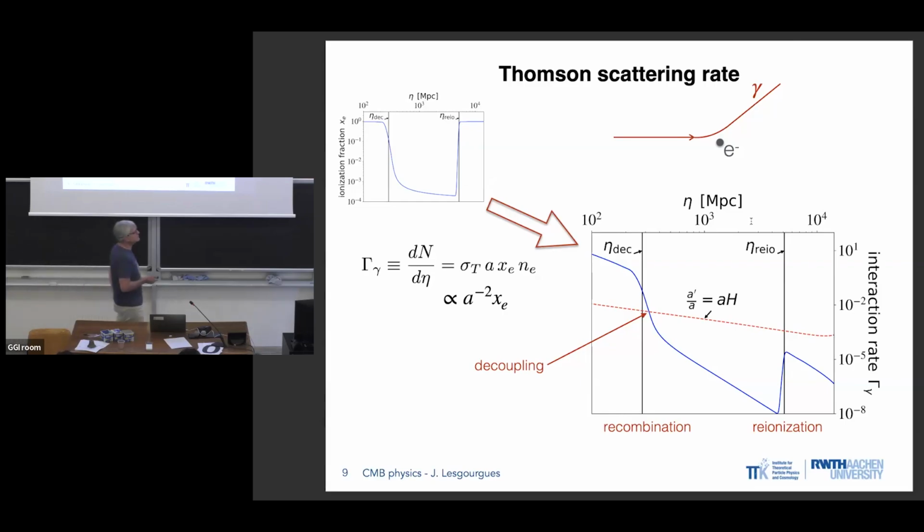And what is really interesting is to compare the scattering rate with the Hubble rate. You know that the condition for the mechanism to be efficient in the universe is that the interaction rate should be larger than the Hubble rate. The Hubble rate goes down, but more slowly than the scattering rate. And importantly, the two cross each other just after recombination.